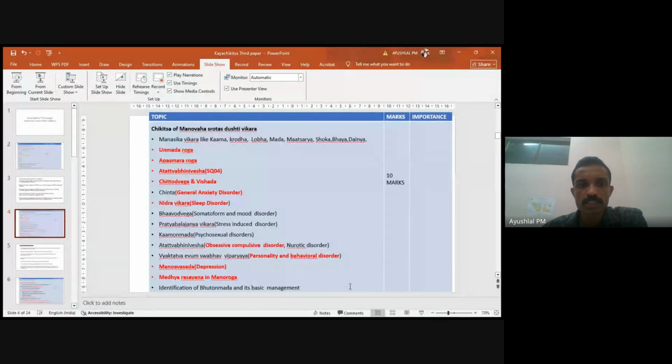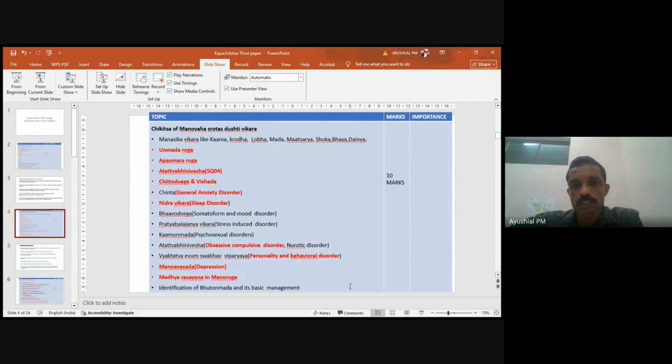The first point is Manasika Vikara like Kama, Krodha, Lobha, Mada, Matsarya, Shoka, Bhaya, Dainya. These are called Kevala Manasika Rogas or Mano Rogas, which are developed only by Rajas and Tamas without the association of Vata, Pitta, Kapha. So this is known as Kevala Manasika Rogas.